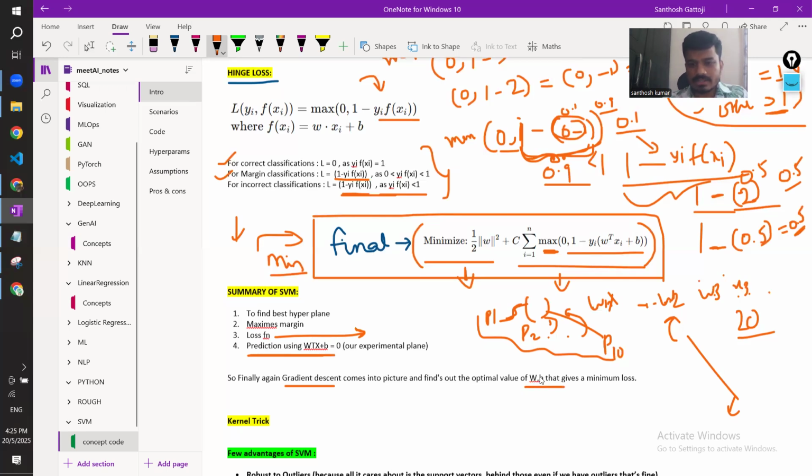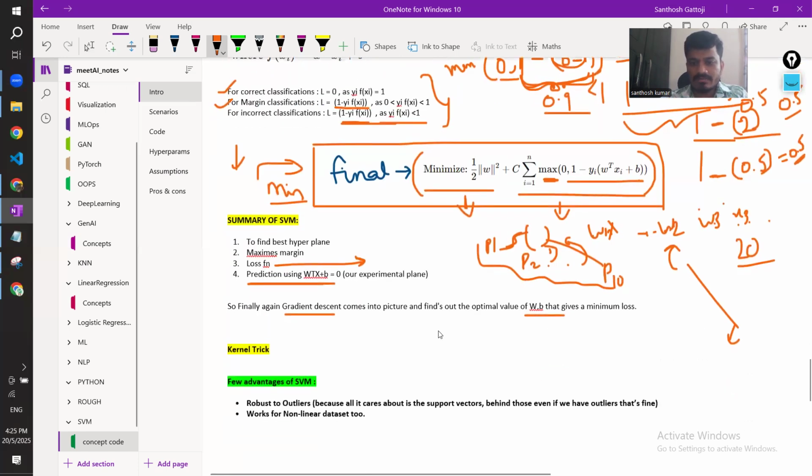Here we have the B also, right? It is not passing through the origin, so B also. Just to summarize, we'll start with some random plane, random W and B values. Using this plane, we will do the predictions on some points. Obviously predictions will give you some loss, and we can calculate the loss using this equation.